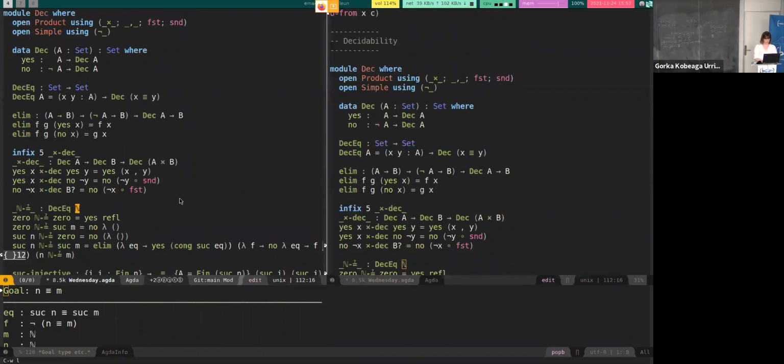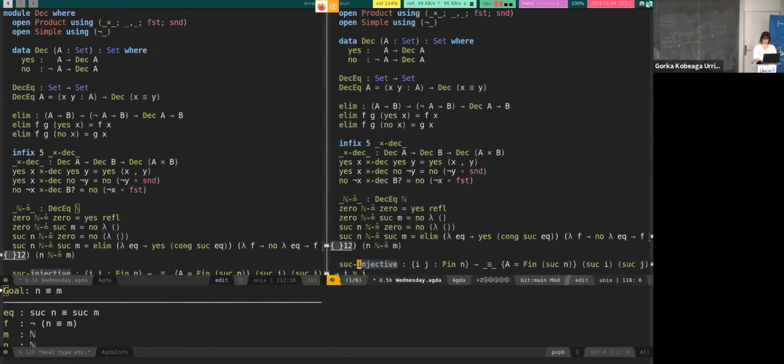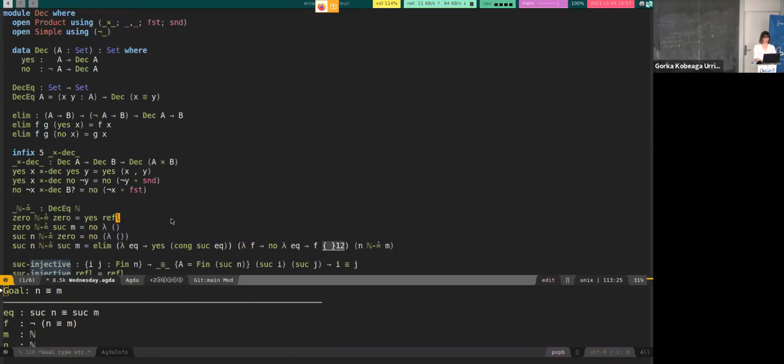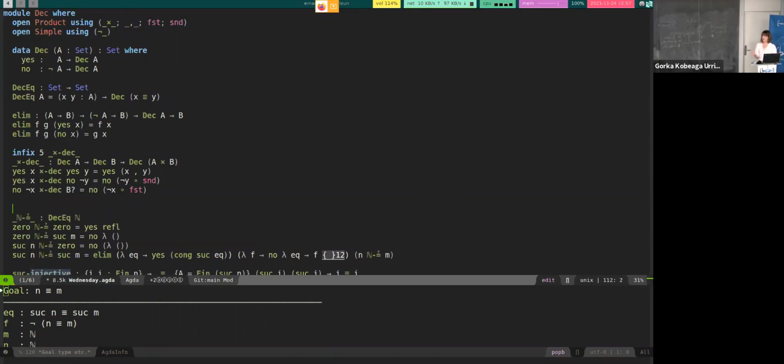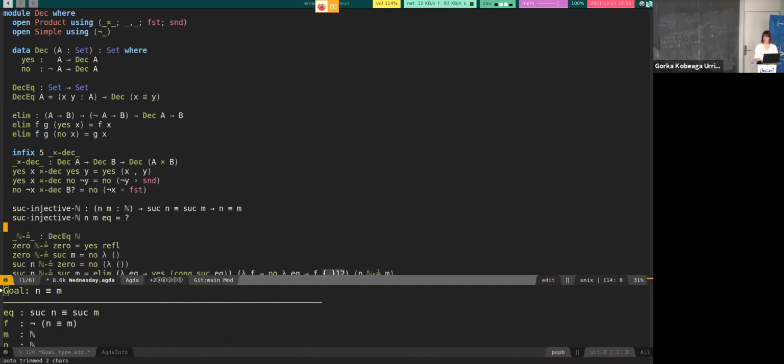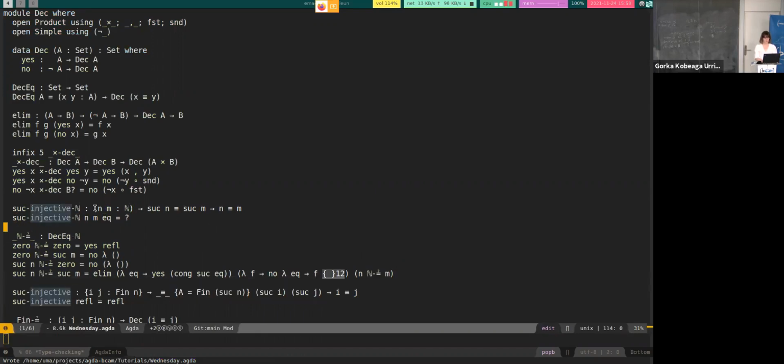I think I proved it somewhere. Maybe not. So I need an extra proof that shows that successor of a natural number is injective. So I need a proof that says, if successor n equals successor m, then n equals m, where n and m are natural numbers.